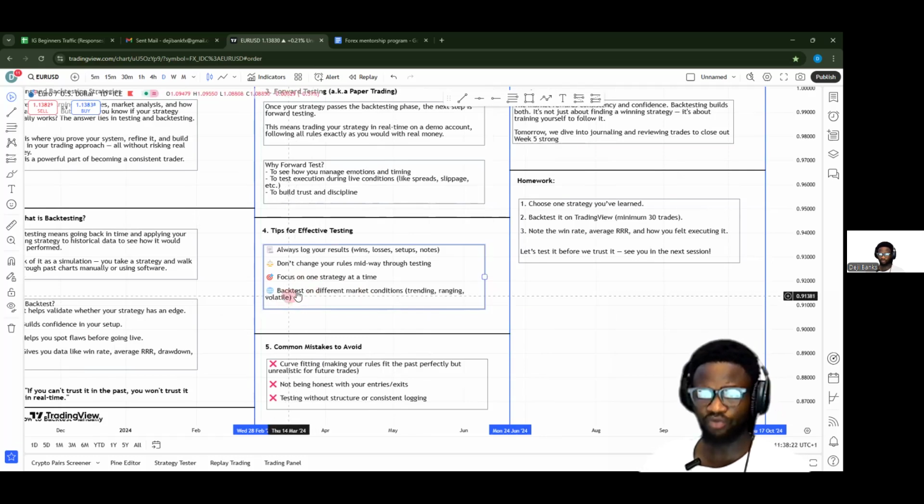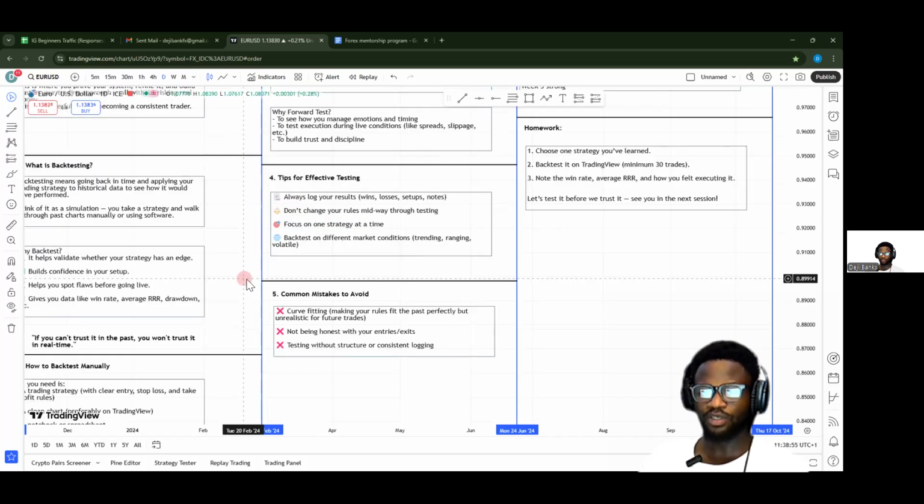Then the fourth thing here is that you backtest on different market conditions. The trending, you know what a trending market is? The trending market is when we are making new structure, higher high, higher low, higher high, higher low for a bullish market, lower low, lower high for a bearish market, or we are just having a ranging market, no visible high, no visible low. You want to see how your strategy performs in those places. When we have high volatility, when the market is just printing big candles, or when it is just making small candles, you want to test out in most of these market conditions.